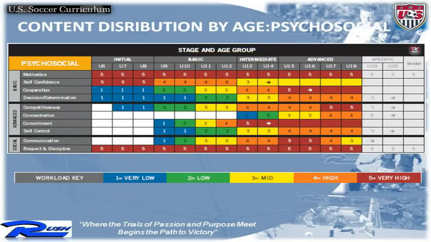So here we take a look at the fourth component, followed by physical, technical, and tactical. We have our psychosocial element, our component, and this chart, again, taken straight from the U.S. Soccer curriculum. We want to share this information with our membership. As we take a look at the chart, we see the same layout as the previous three. The age segregation, U6 to U18, the color-coded workload key, the subtopics under psychosocial, we see listed as motivation, self-confidence, cooperation, decision and determination, competitiveness, concentration, commitment, self-control, communication, and respect and discipline.